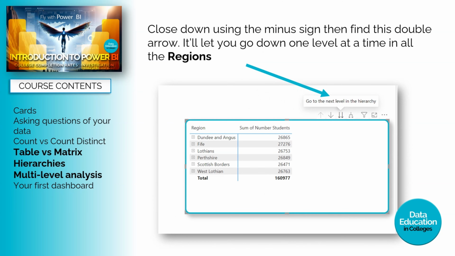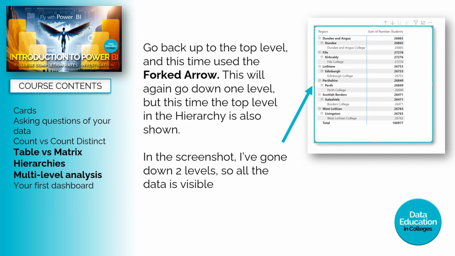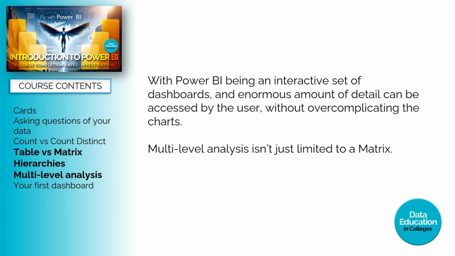Close it up and then find the double arrow where it says next level in the hierarchy. Click that once and it'll open up. Click it twice and it'll go right down. But if you use the fork arrow, that'll go down one level, but this time the whole lot's going to be shown. In this screenshot, as it says, I've used both levels, so everything's there. Your finished Power BI is interactive, so when you send it off to the user, they can really delve down into your various charts without your dashboard being messy.